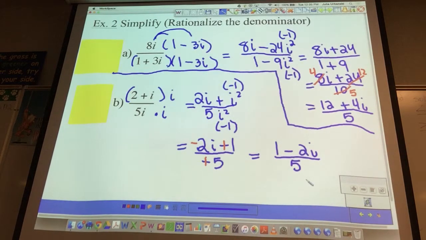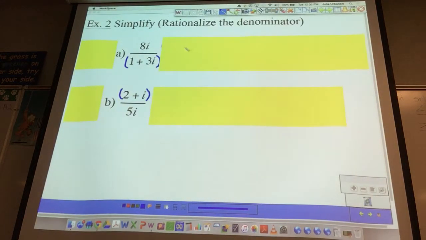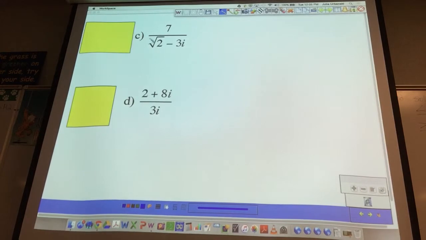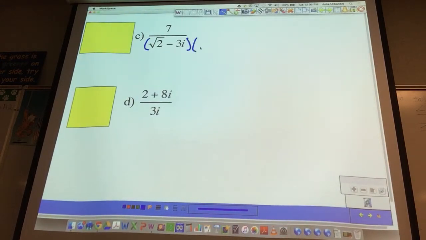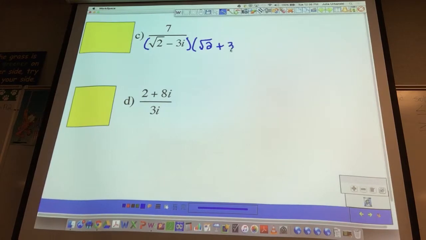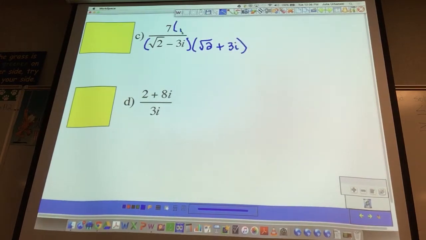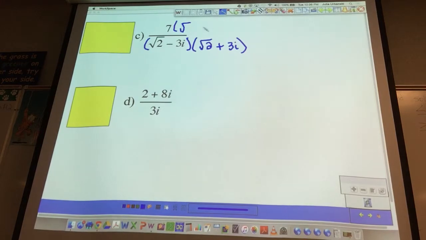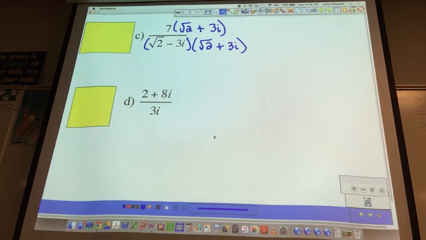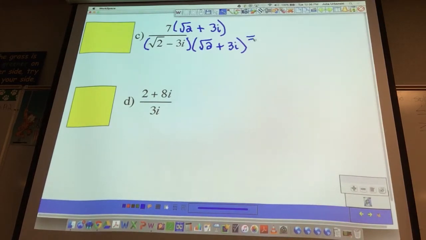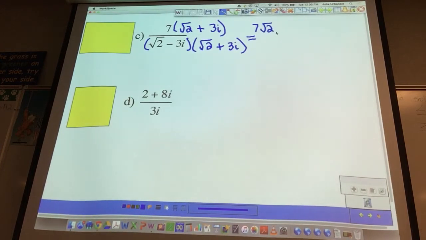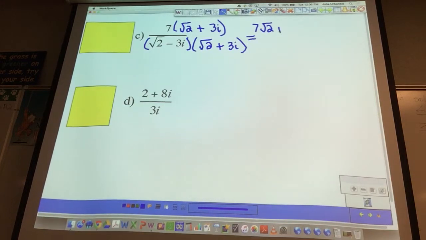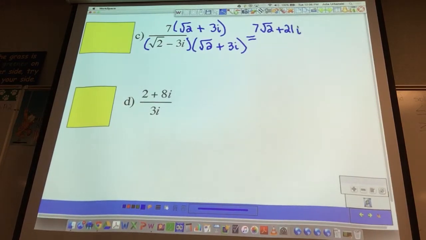Look at letter C. What would you have to do to the bottom? I have to multiply it by 3. That's good. Multiply it by the opposite. So it's radical 2 plus 3i, and you do the same thing to the top. Oh, that's not correct. So let's just go through it slowly. Up top, 7 times radical 2. Good. And then we have 7 times positive 3i, so it's 21i. Questions on that?